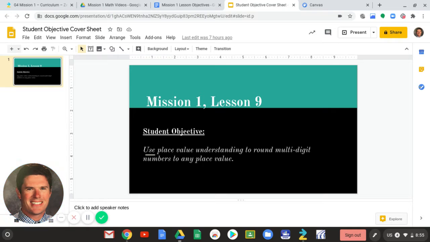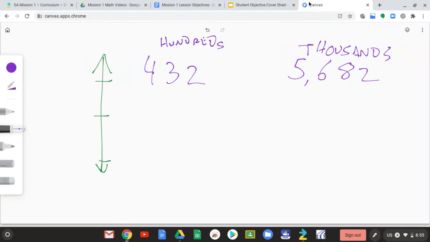So what does that mean? It means that we need to be able to round to different place values. If we're given a number and we are told to round to this place value, we need to be able to do that. Okay? So it's an expansion of what we've already been doing the past couple lessons anyway.